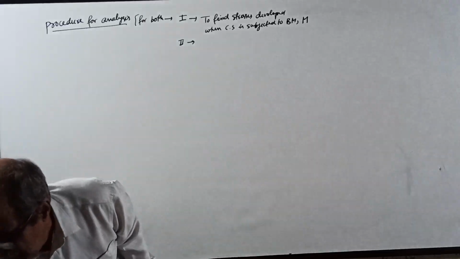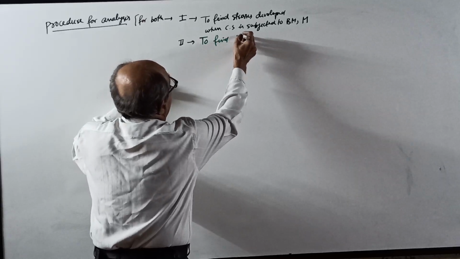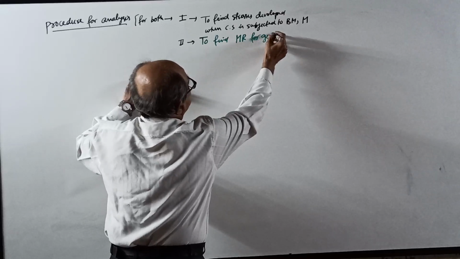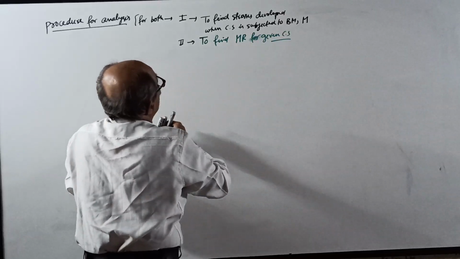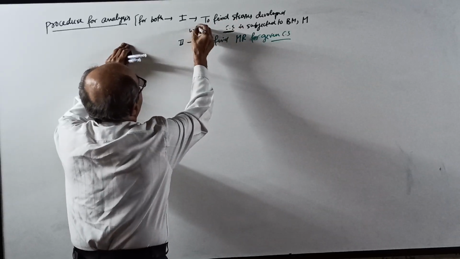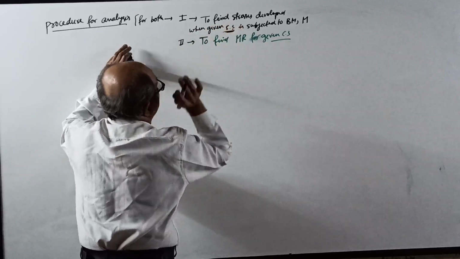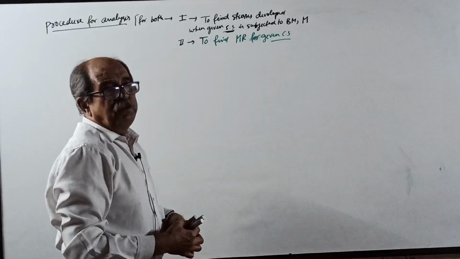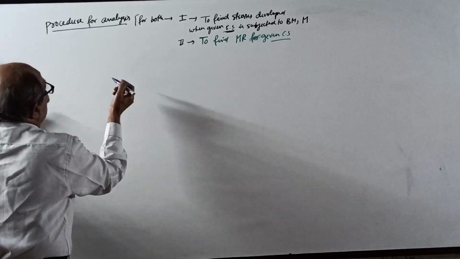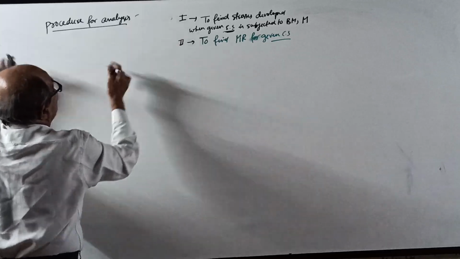Second, Roman 2 is the most important. You will be knowing by this time. Roman 2 is to find MR for given cross section. Given cross section. When the word given is important, given cross section is subjected. So for both of them, procedure. Procedure analysis for both first. For both. Instead of that, for both I will do one thing now. Instead of that, I will write here.